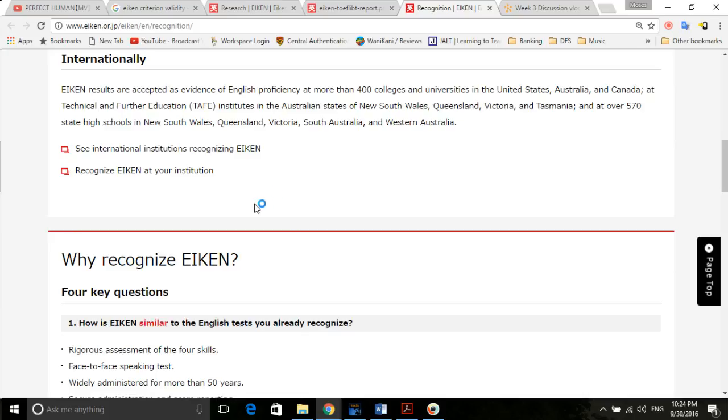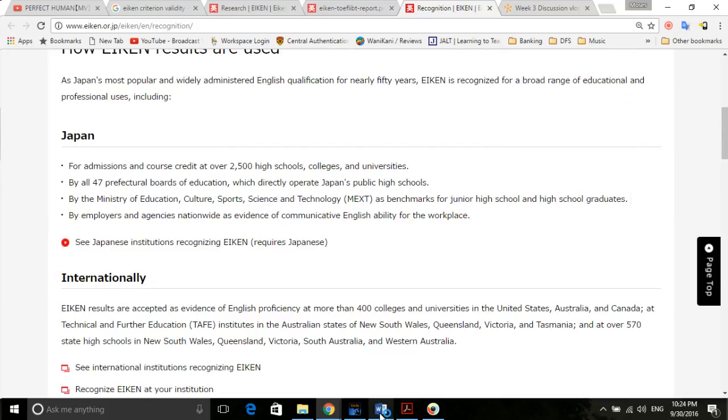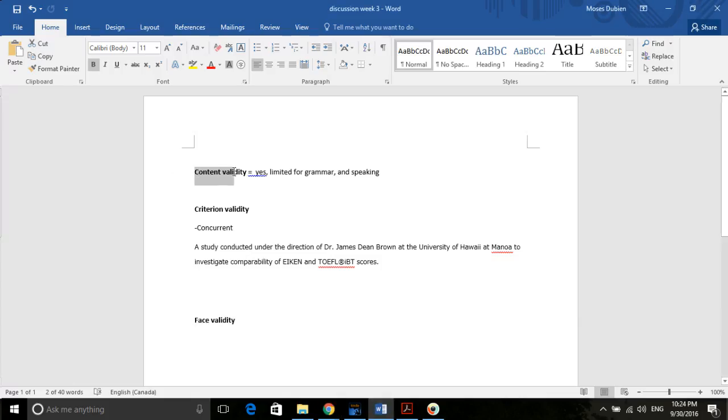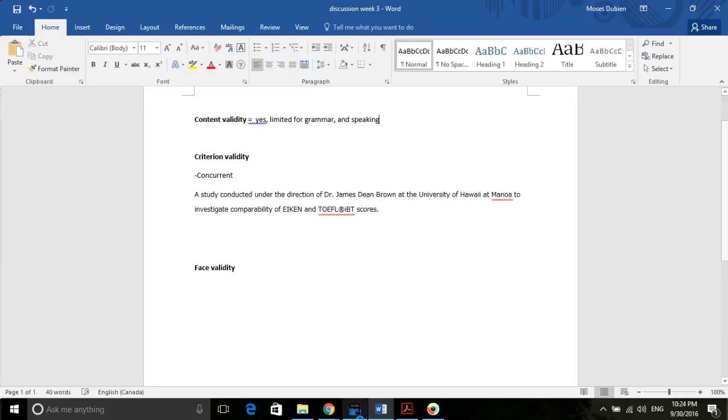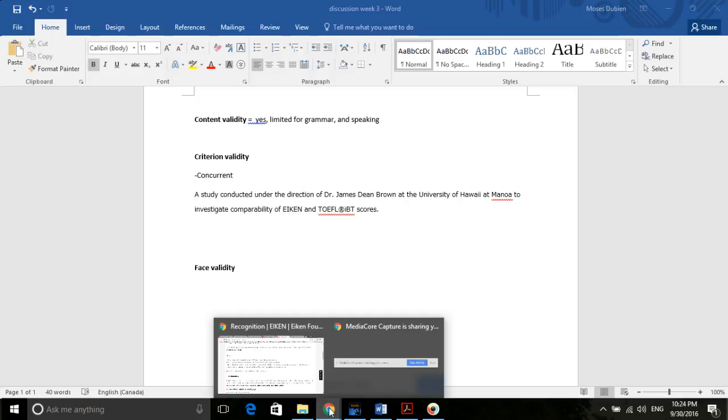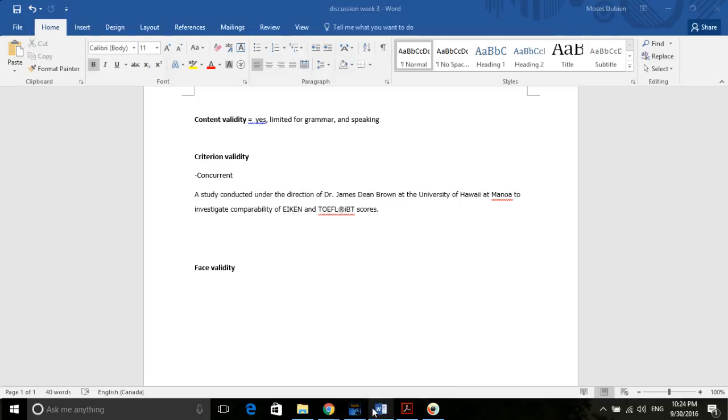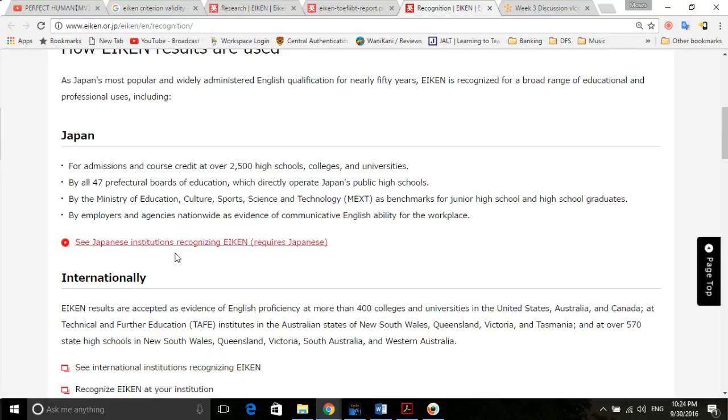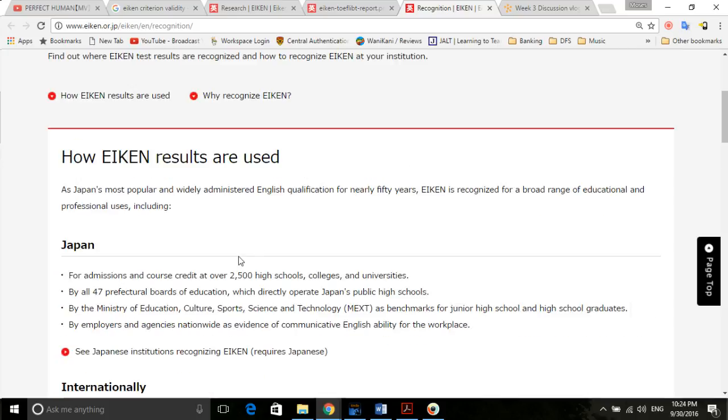Despite the fact that it is weak, I believe, in content validity regarding speaking especially, it does have very strong face validity in Japan, with, I would say, hundreds, if not thousands, of Japanese students taking it every year. It's actually administered 4 times a year, and we're having Eiken testing coming up just next week in Japan. So good luck to all my students.